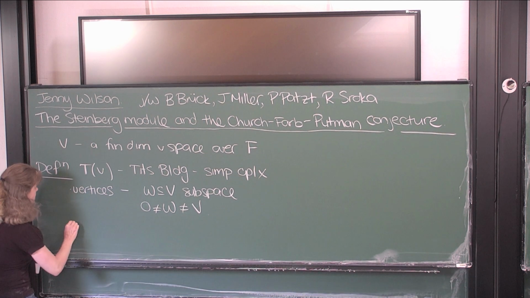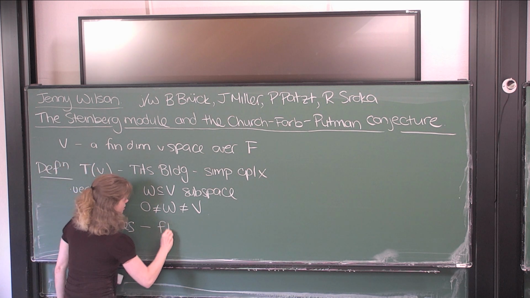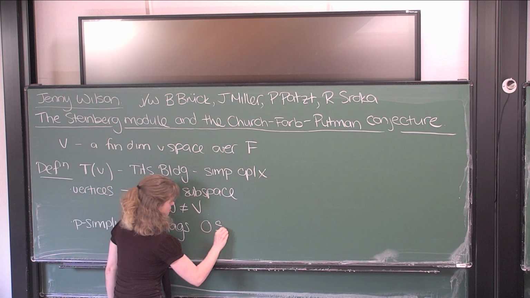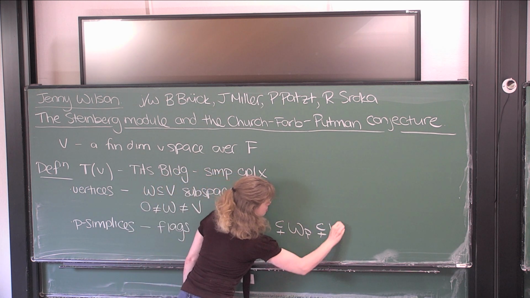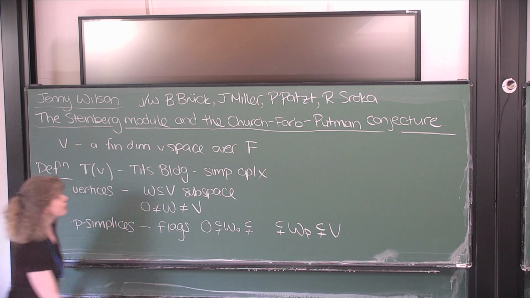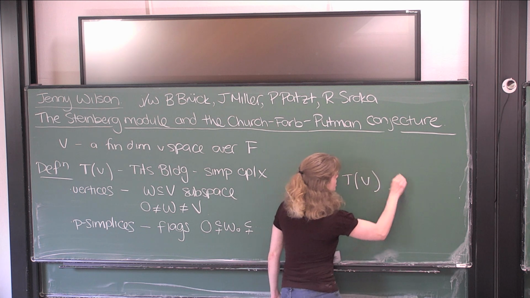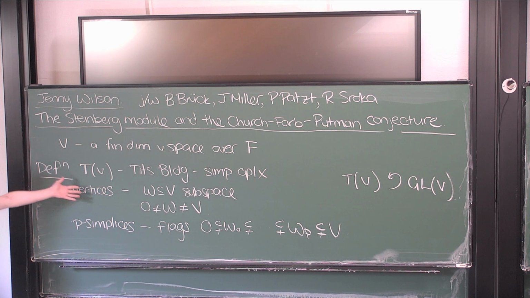Okay, and the p-simplices of this complex correspond to flags of these subspaces. Great. So there is a nice action of GL(V) on the Tits building. GL(V) acts on V in such a way that it acts nicely on subspaces, and so there's an induced simplicial action on the Tits building.